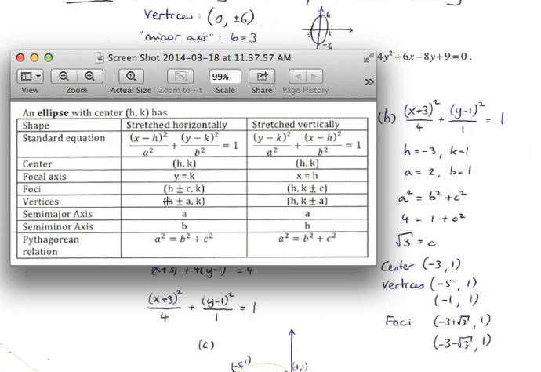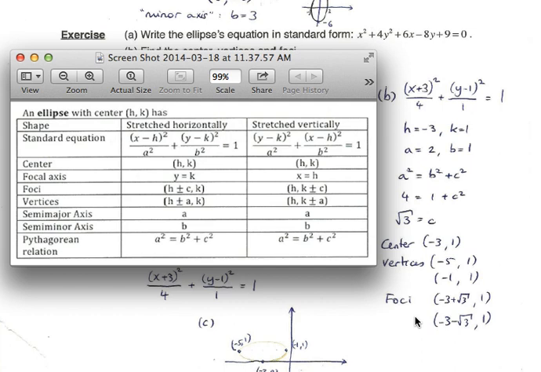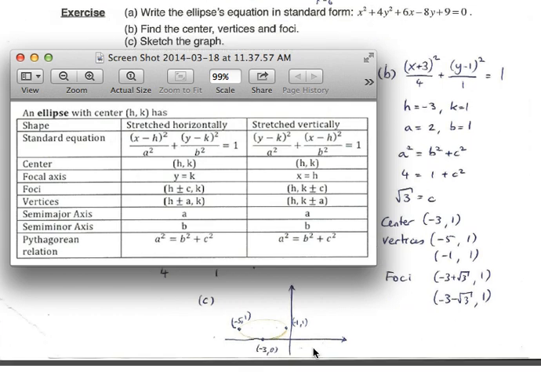Same with the foci. The foci are H plus or minus C, K, and I can easily find that the coordinates of the two foci are negative 3 plus root 3 and 1, as well as negative 3 minus root 3, 1. Question C asks to sketch the ellipse, so here it is.